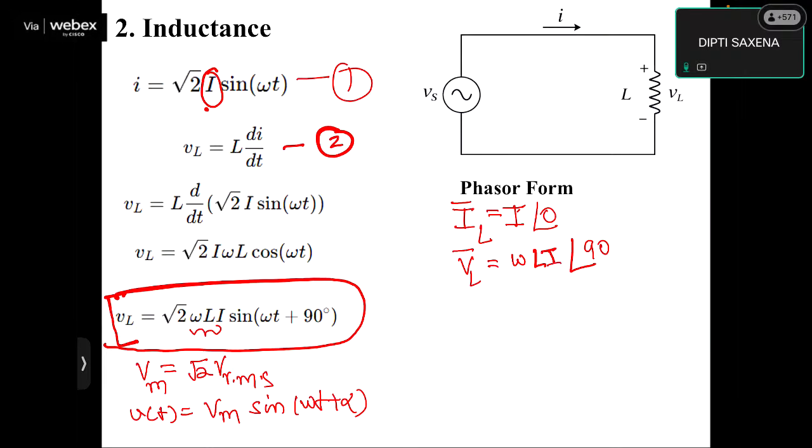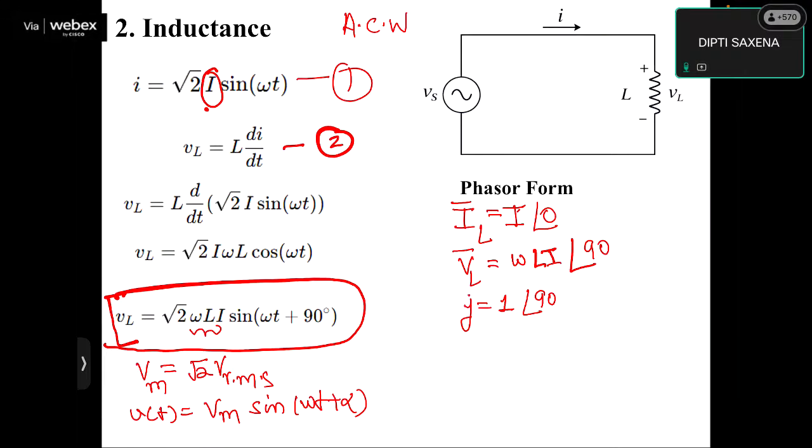Right? Now, there is a very important operator defined in this circuit, the operator j. What is this operator j? Operator j is defined as 1 angle 90 degrees, that is, it has a magnitude of 1 and an angle of 90 degrees. What does it mean? It means that if this operator is multiplied to any phasor, it will rotate that phasor by 90 degrees in the anticlockwise direction. Please take care: the anticlockwise direction is taken to be a positive angle.